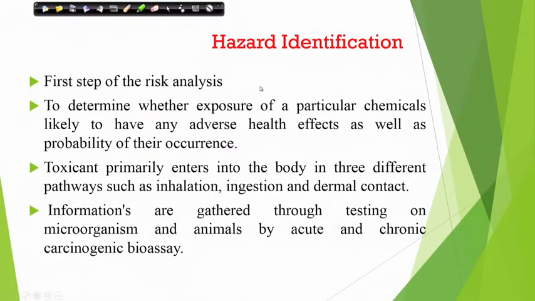Hazard identification is the first step: whether exposure to a particular chemical is likely to have an adverse effect or not. A toxicant will primarily enter the body through 3 different pathways: inhalation, ingestion, and dermal contact. Then you generate the information through testing on microorganisms and animals by acute or chronic carcinogenic bioassays. That's how you try to find out their hazard.